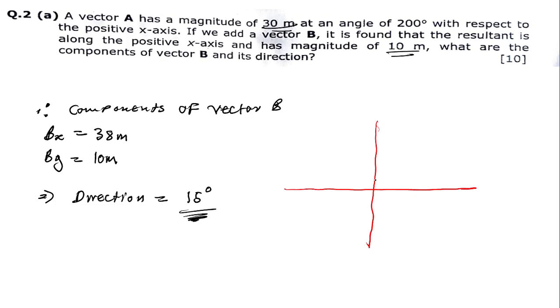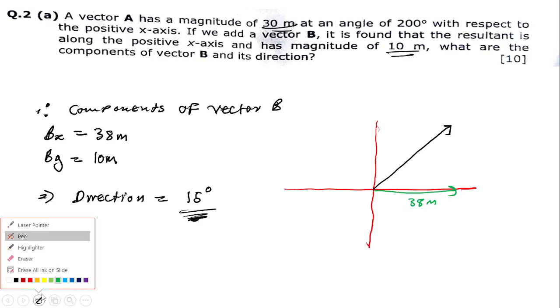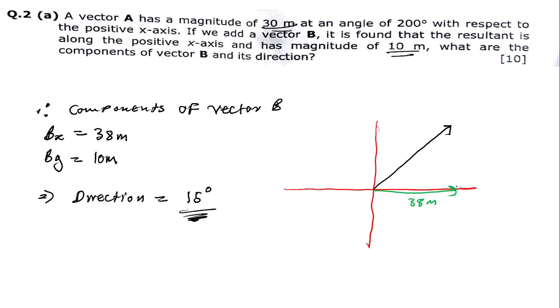this vector B is a vector which is somewhere there. And this vector has two components. The first component is along the x-axis, and this component is 38 meters. And then it also has the y component, which looks to be short, and this y component is 10 meters. And then vector B is simply here. So this is where vector B is.